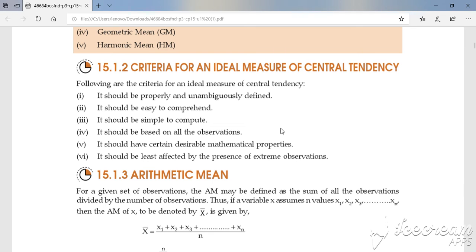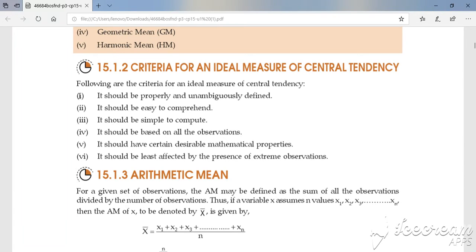For an ideal measure of central tendency. Whenever we are considering a measure of central tendency, it should be ideal. So what is the criteria for an ideal measure of central tendency? The first is it should be properly and unambiguously defined. Whenever you are considering any variable, it should be properly and unambiguously defined, meaning there should not be any bias.